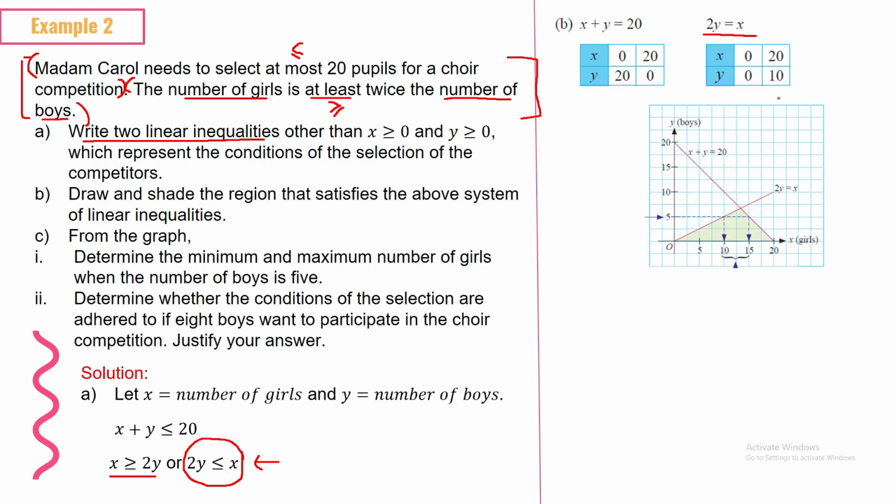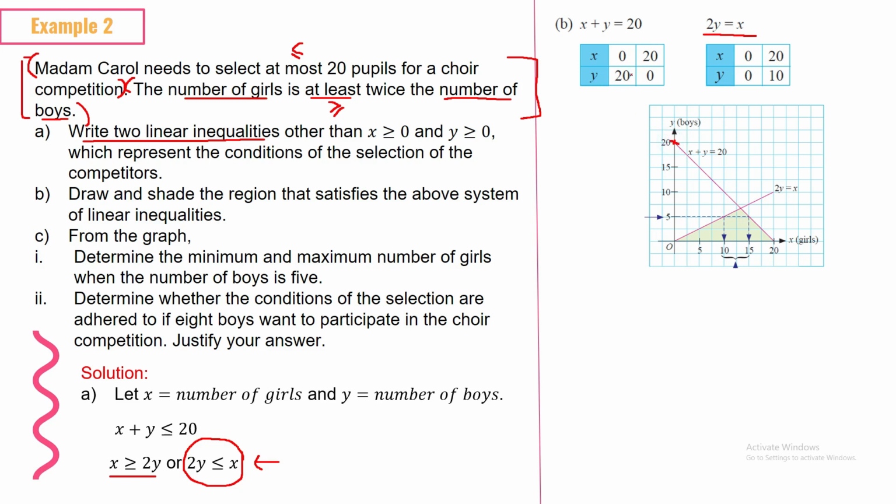Okay, this graph I got from your textbook. For the first equation, this is the line. First we're going to plot the points. The first point is (0, 20), so the point is here.